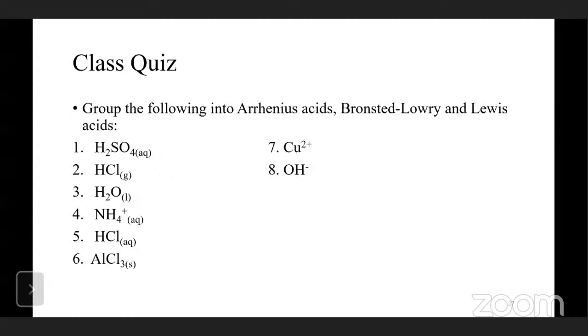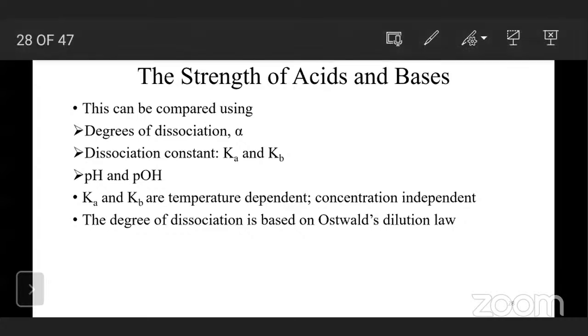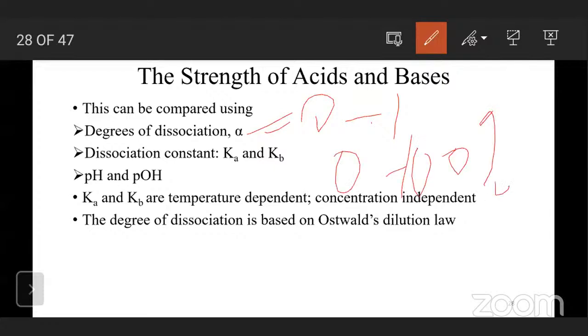And I gave you a class quiz, a question which we solved together. After then, we looked at the strengths of acids and bases. We say we can define the strength of an acid and a base in terms of the degree of dissociation, that is the alpha, which can be between 0 and 1, or in the form of percentage, 0 to 100%. A strong acid dissociates completely in solution. A weak acid dissociates partially in solution.